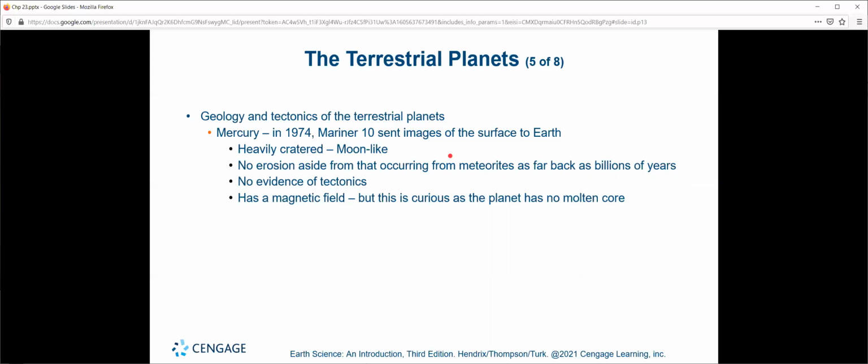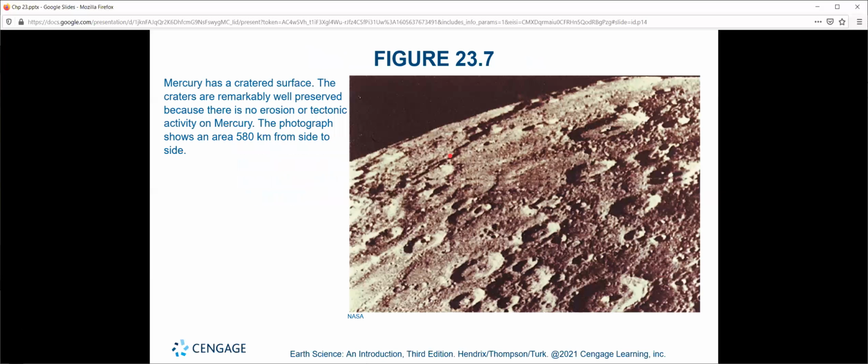Not necessarily evidence of erosion occurring from these meteorites as far back as, say, billions of years. No evidence of erosion, possibly no evidence of plate tectonics either. There is a magnetic field at Mercury, which is an interesting conversation, because if you don't have plate tectonics, which is part of the reason why we have a magnetic field, the heat leaving right from the core, we've talked about that. How do you get a magnetic field without evidence of plate tectonics? It's an interesting conversation to be had.